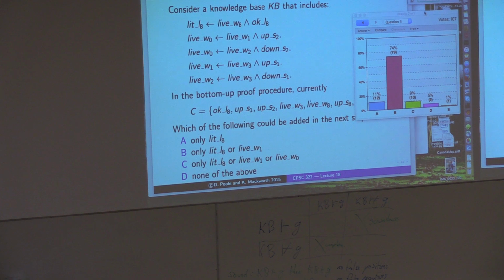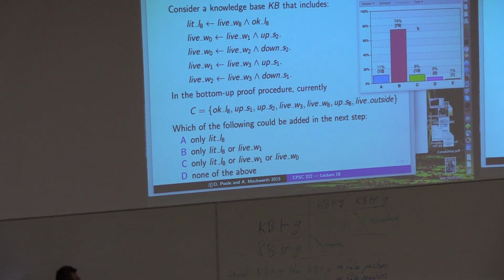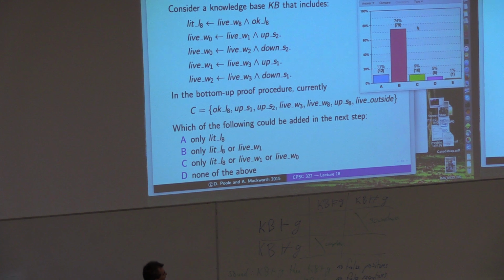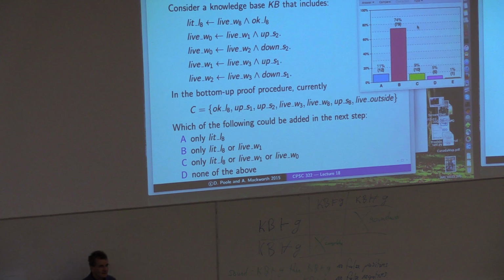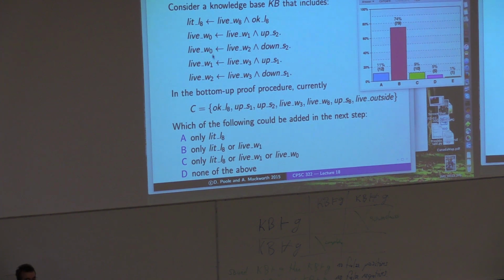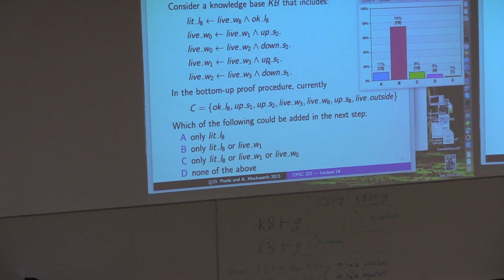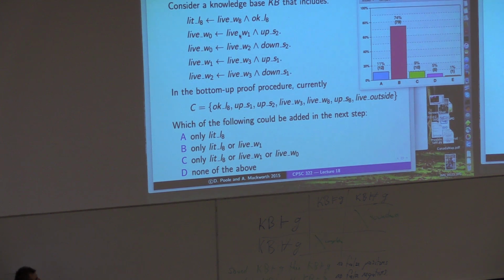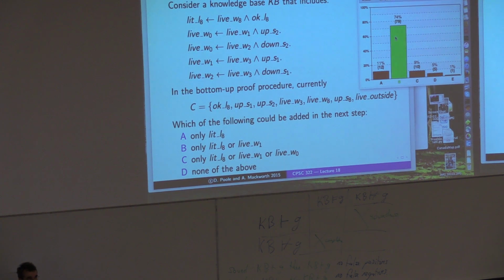Yep, the answer's B. Okay, if you go through it, good. Any questions about that? We can add, so the answer is A because we can add live W1 because we have live W3 and up S1 in there. We can't add live W0 because we don't yet have live W1 in there. So it was always about the next one. Any questions about that? Okay.